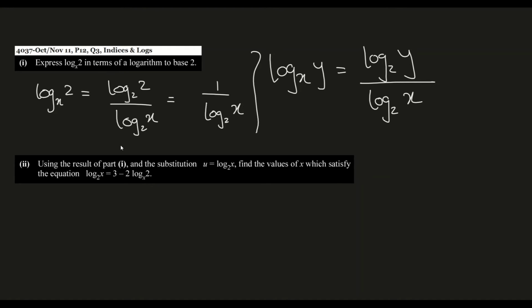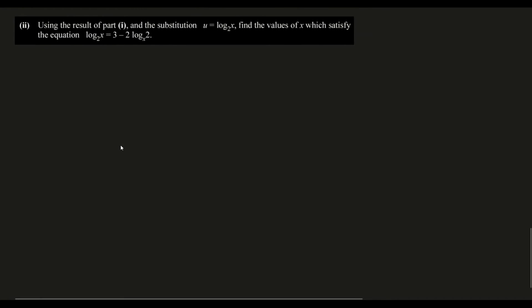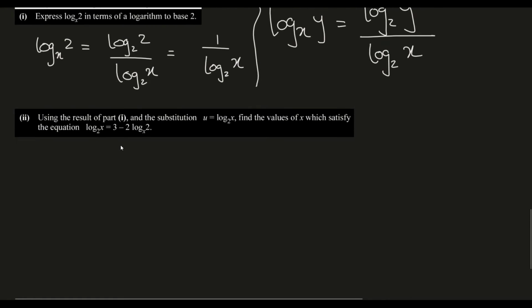Okay, now in the next part: using the result of part 1 and the substitution u equals log_2 x, find the values of x which satisfy the equation log_2 x equals 3 minus 2 log_x 2. Now I have a substitution that I will be using, u equals log_2 x, and in the previous part I found that log_x 2 can be written as 1 over log_2 x.